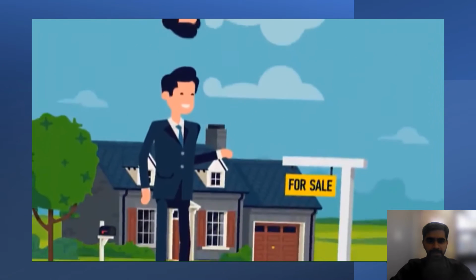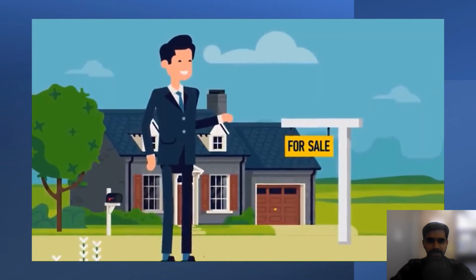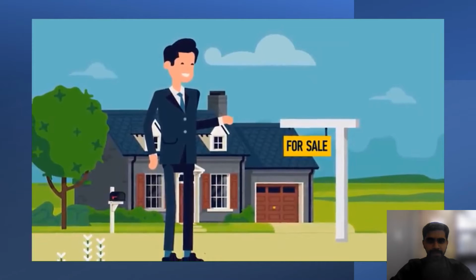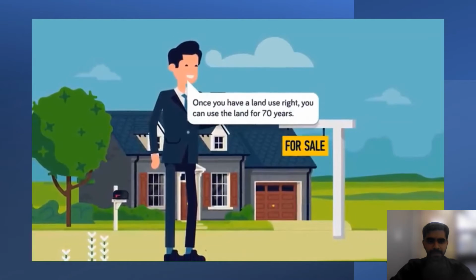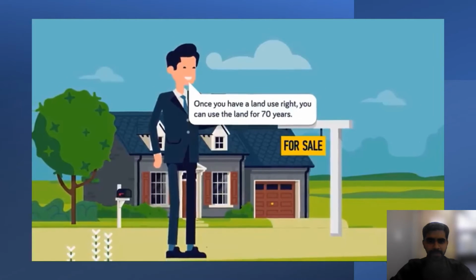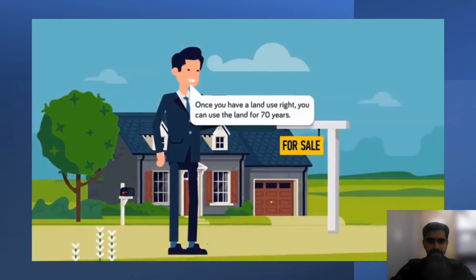To make this clearer, here's what a Chinese landlord said about owning property in China. You can't own land, but you can own a land use right. Once you have a land use right, you can sell it on the open market to whoever wants it, and the land use right is good for 70 years.